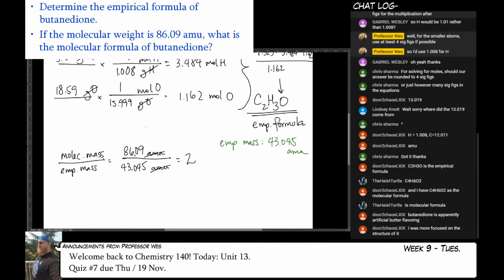So when I take my empirical formula and multiply it by the multiplier, I get C4H6O2. And that's the molecular formula. There you go. That's how you do it.